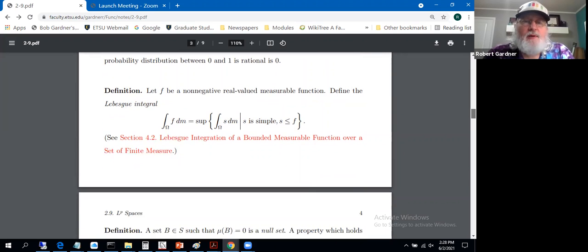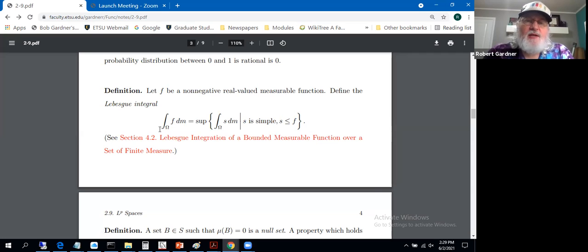Okay, so we're building up Lebesgue integration. We're doing it in layers. So far, we've only defined the Lebesgue integral of a simple function. Now we're going to define the Lebesgue integral for a non-negative measurable function.